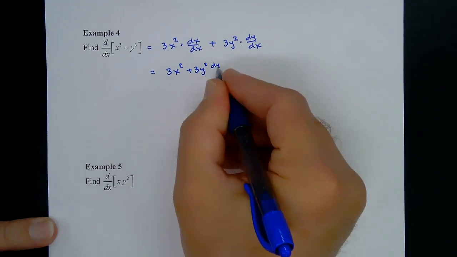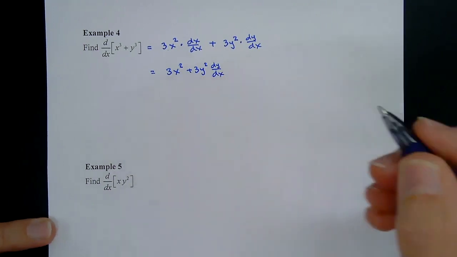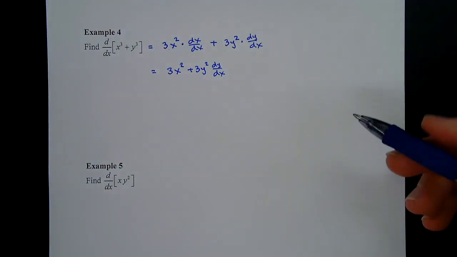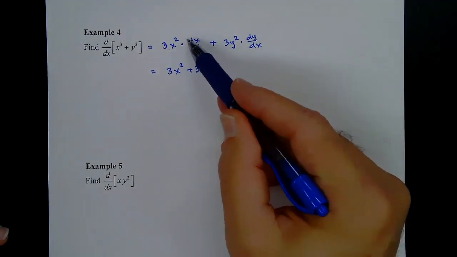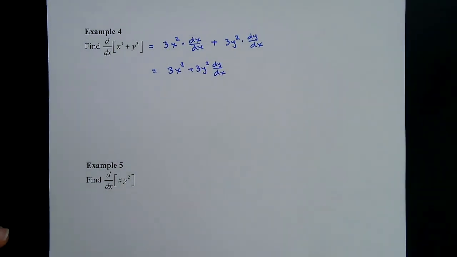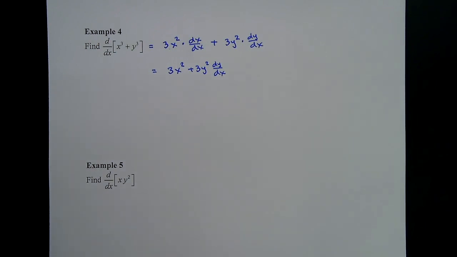So this is equal to 3x squared plus 3y squared dy over dx. So right now, until we really thoroughly understand this, I need you to be writing the dx over dx. Even though you might in your head realize, oh, that's just 1, so I don't need to write it, write it right now, because it's going to help us later on, okay? So just take the time, okay? All right, let's do this next example.